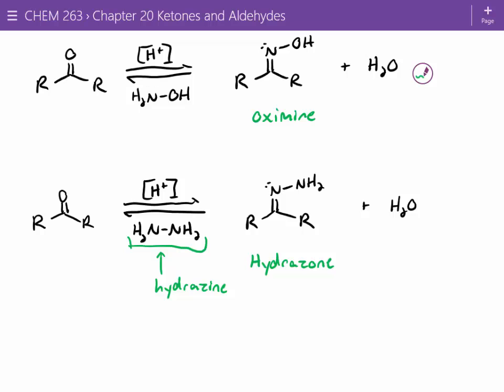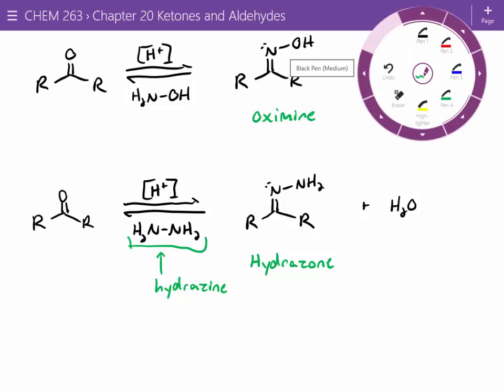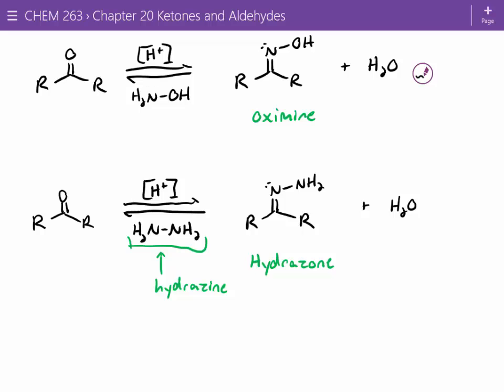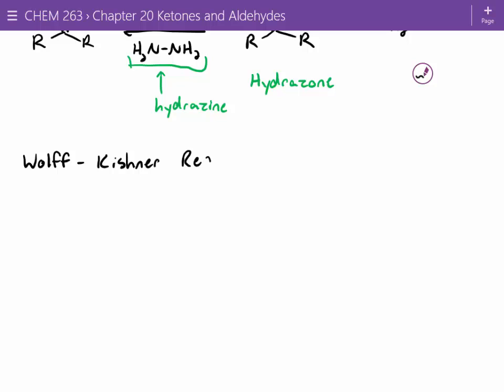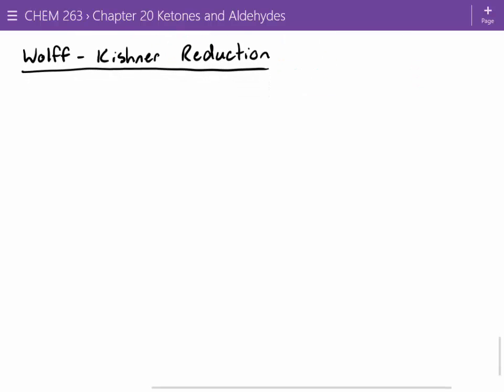Okay, so let's go back to the hydrazone reaction and go through the mechanism a bit. But before we do that, let's talk about a new reaction. Wolff-Kishner reduction. And this involves a hydrazone intermediate. So we'll go through and see the whole mechanism for this here in a second.